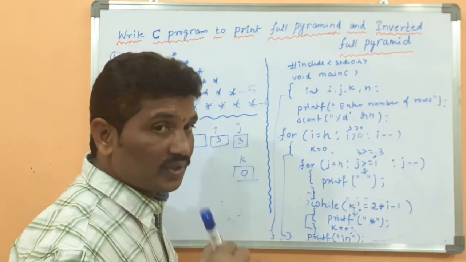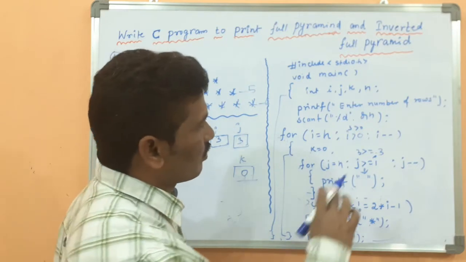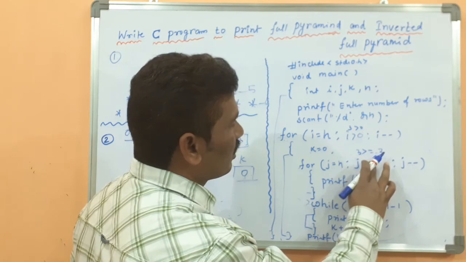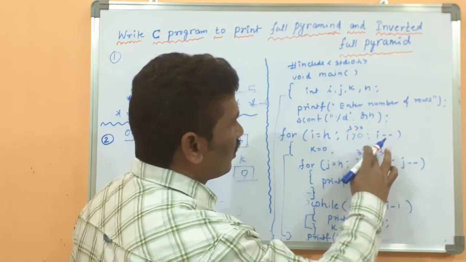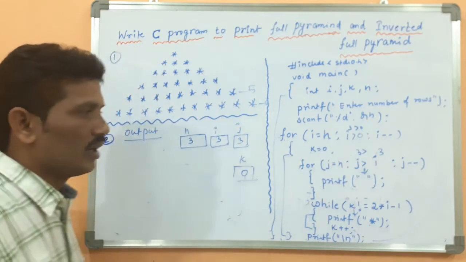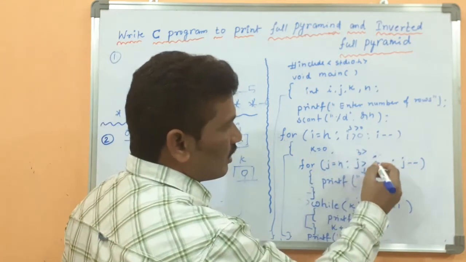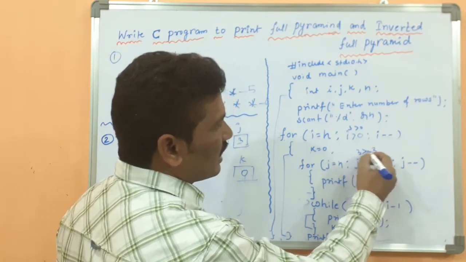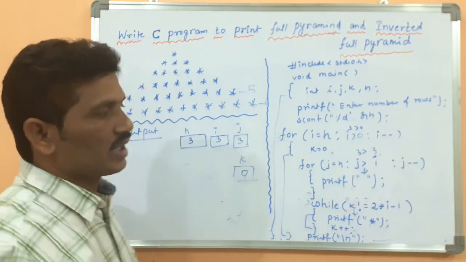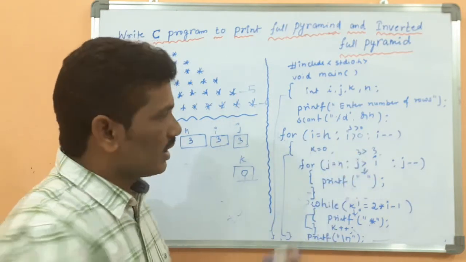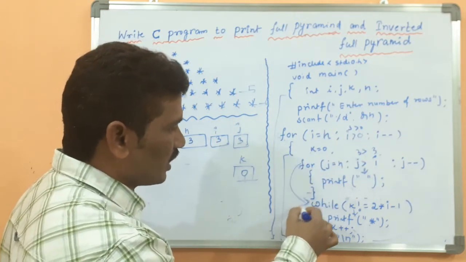I don't want to print anything the first time. I don't want to print any space over there. But what you have to do? J greater than I, I did not use the equal symbol. J greater than I, because 3 greater than, the condition is true or false? The condition is false. Then control will come to here.